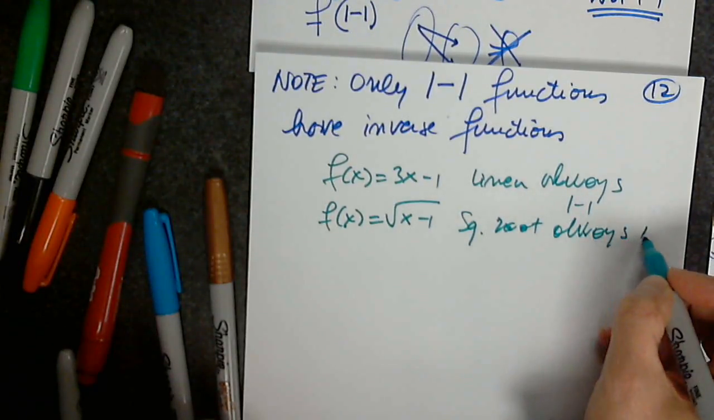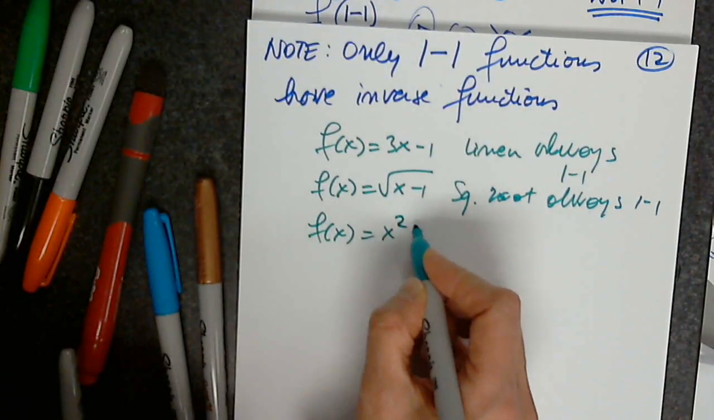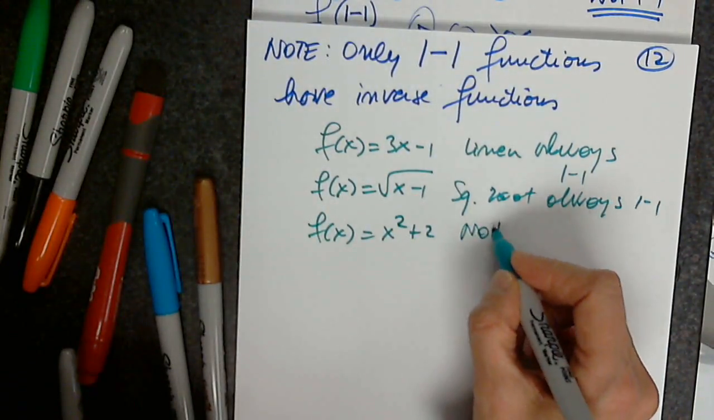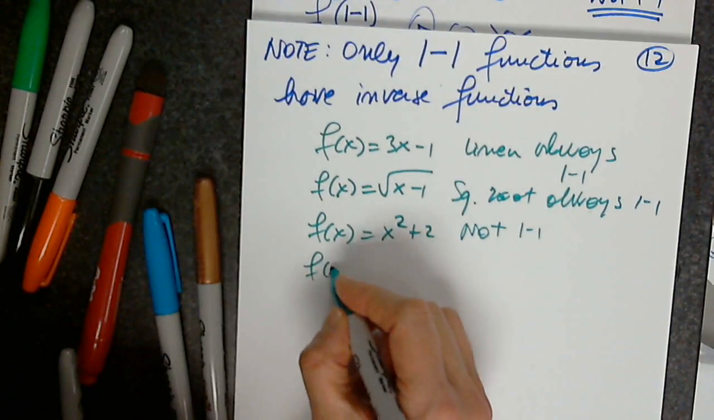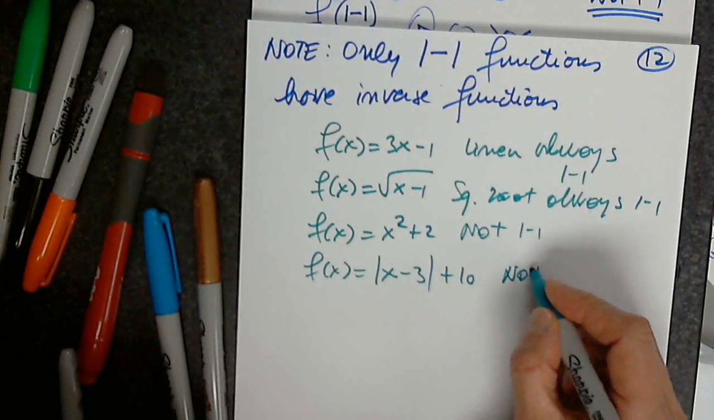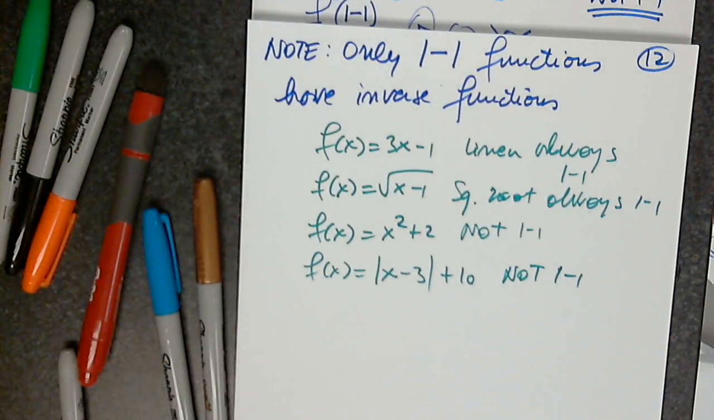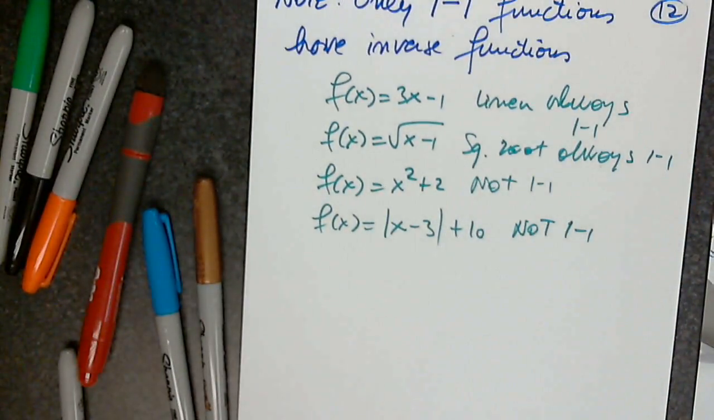If I'm given f of x equals the square root of x minus 1, I'll say square root. Always one-to-one. But if I have f of x equals x squared plus 2, I'll say not one-to-one, because I have the picture in my head. If I'm told f of x equals the absolute value of x minus 3 plus 10, I'll say not one-to-one, because it's a V function. So I have ways, and in other situations, there is a procedure, but it's not in your section here.